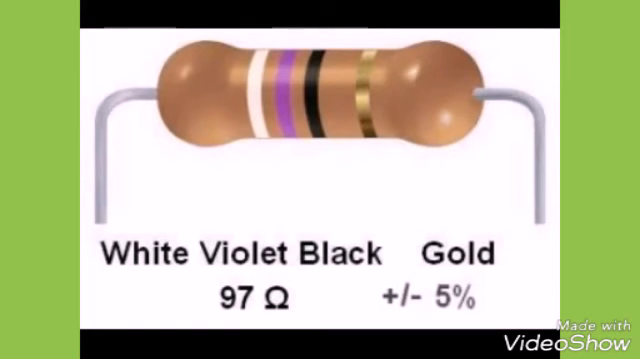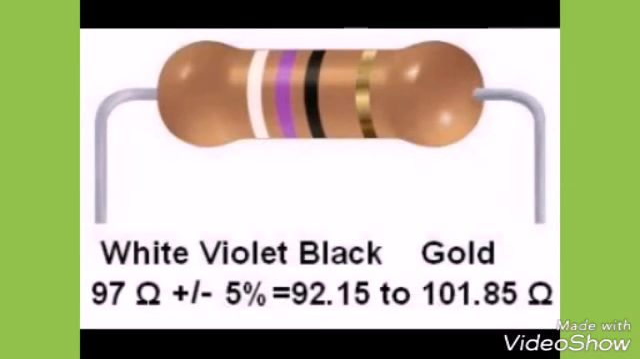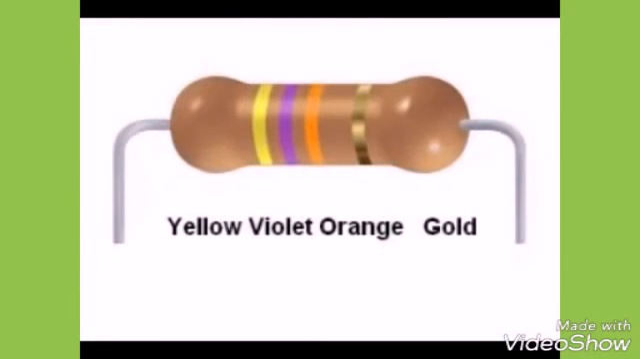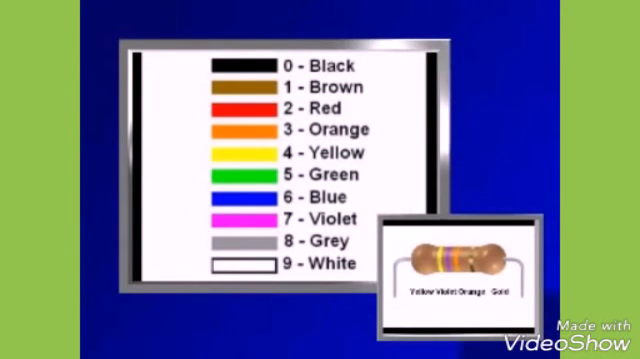ohms. The fourth band is gold, or 5%, so this is a 97 ohm resistor with a tolerance of plus or minus 5%. 5% of 97 is 4.85. If we add and subtract that from 97, that means this resistor value has to fall within the range of 92.15 to 101.85 ohms.